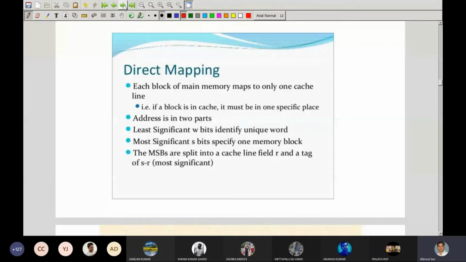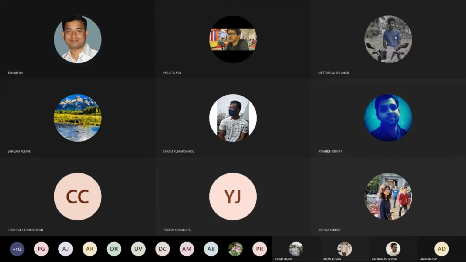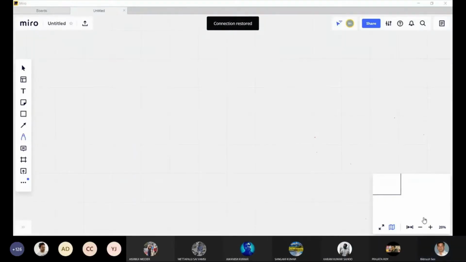Now we are going for the mapping. That is a very important policy. That means you have a main memory. First of all, I would like to go to my whiteboard. Whether it is visible or not, you tell me. Then again, I will come to the cache. Is the whiteboard visible? Yes, sir.